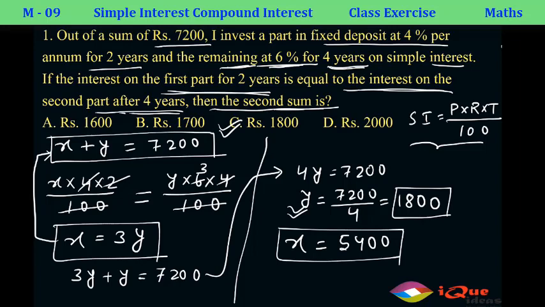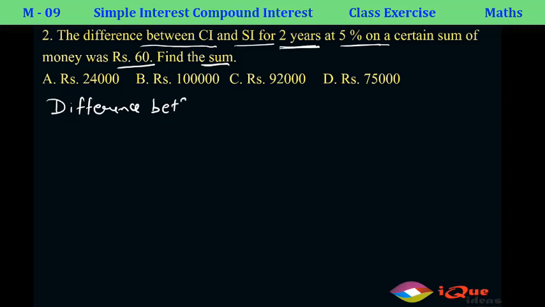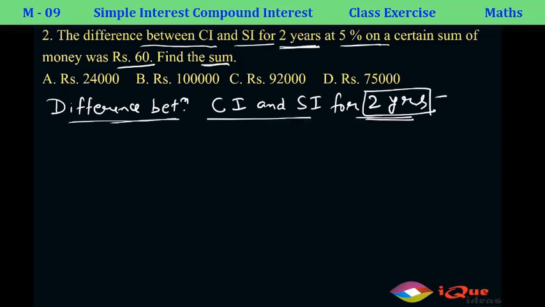Alright, so let's go to the next question now. This question says the difference between compound interest and simple interest for 2 years at the rate 5% is 60 rupees, find the sum. We have done a formula wherein we say that the difference between compound interest and simple interest on the same amount at the same rate for 2 years. Be very careful, only for 2 years, right? Only for 2 years is equal to PR square upon 100 square.